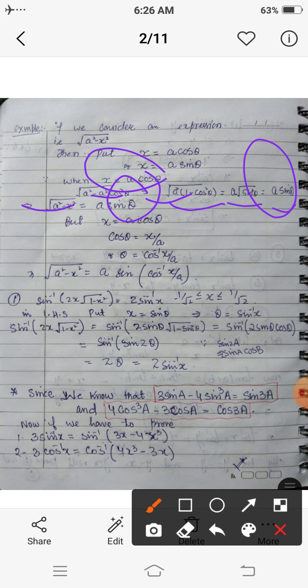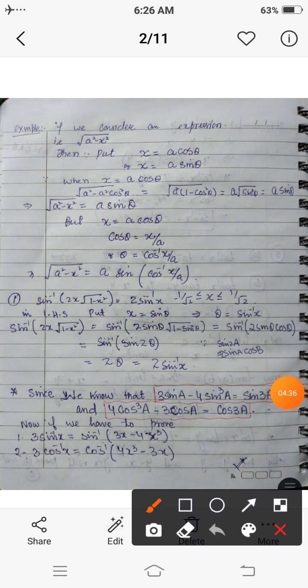Now here theta is a new variable, so we have to replace this new variable by the original variable, which is x. So x and theta are connected by x equals a cos theta, which means cos theta equals x by a, or theta equals cos inverse x by a, which implies that root of a square minus x square is a sin theta. Theta here is cos inverse x by a.